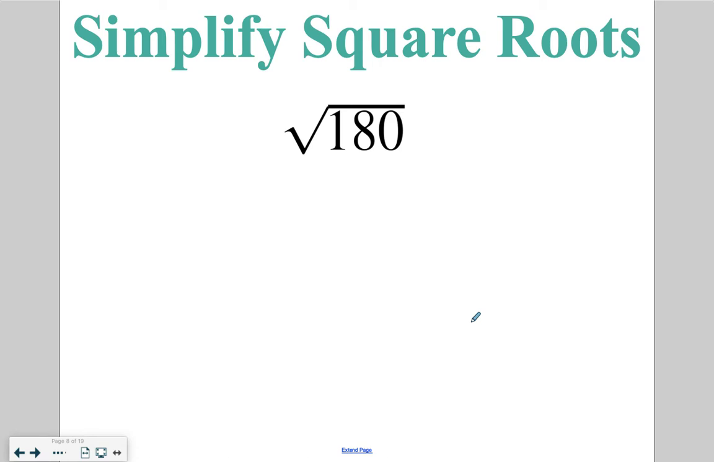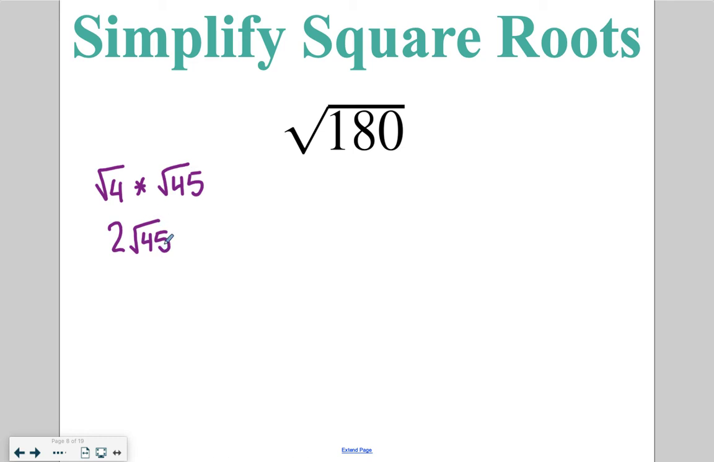And when I do 180 divided by 4, I get an answer of 45. So what that means is I can split it up into the square root of 4 times the square root of 45, because 4 times 45 is 180. Now that I have this square root of 4 out front, I can solve it. And the square root of 4 is 2. So I have 2 times the square root of 45.